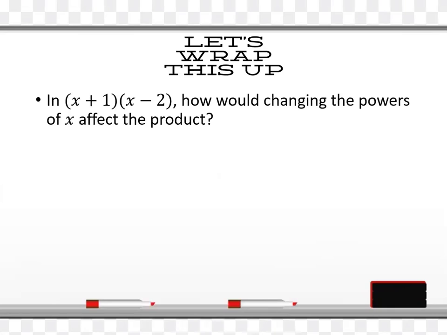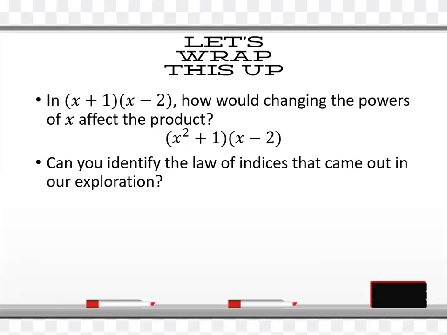Now, in the last example, x plus 1 times x minus 2, what if I had changed the power of x in the multiplier to 2? How would it affect the product? So this is our new expression, x squared plus 1 times x minus 2. Very good. The power of x in the product would become 3. Can you identify which law of indices just came out in our exploration?